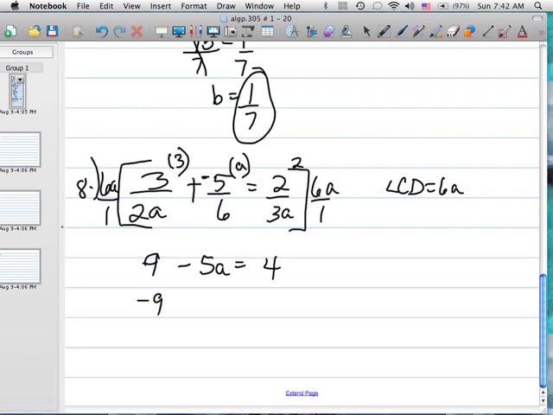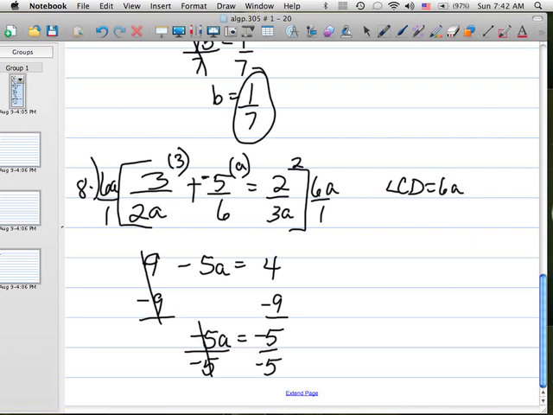Two-step problem, subtract the 9 first, and we get negative 5a equals negative 5. Divide both sides by negative 5 to get a by itself, and a equals 1.